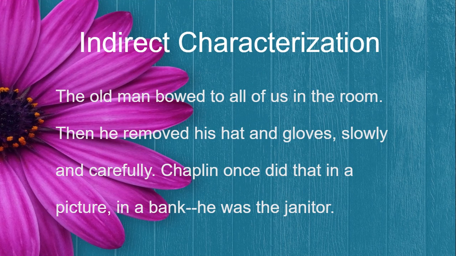Here is an example of indirect characterization. The old man bowed to all of us in the room. Then he removed his hat and gloves, slowly and carefully. Chaplin once did that in a picture. In a bank, he was the janitor.